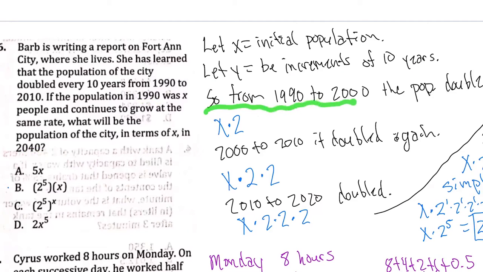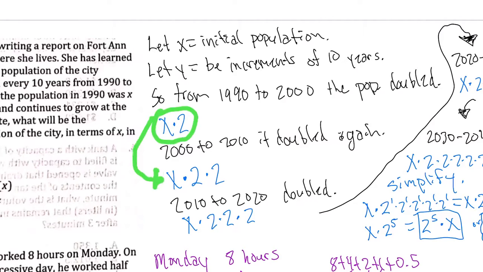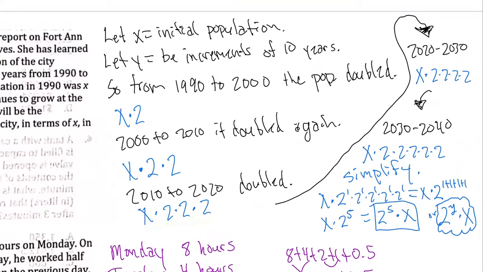So from 1990 to 2000, the population doubled, right? So that's X, the population, times 2. Now, this same population doesn't go anywhere, right? So we're going to bring it down. 2000 to 2010, it doubled again. So we multiplied it times 2. Now, 2010 to 2020, it doubled again. So it's doubled once, twice, 3 times. And then again, 2020 to 2030, it doubled again. And 2030 to 2040, it doubled again.